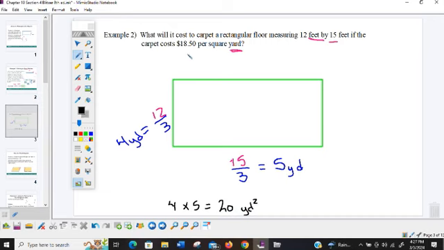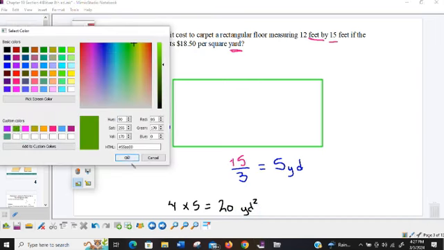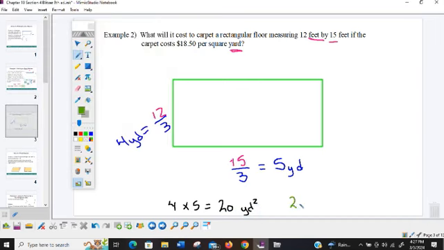Now remember, it is $18.50 per square yard. So now what I'm going to do is take the 20 and multiply it by $18.50 because each square yard is $18.50. When you multiply that, you end up with $370. So it would cost $370 at that price to put carpet in that room.